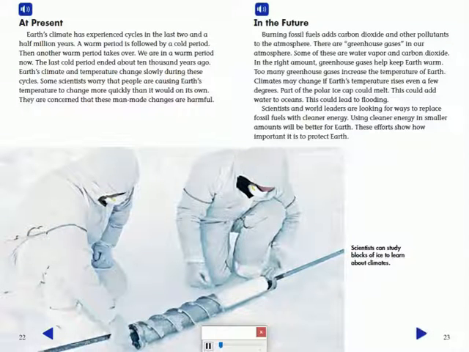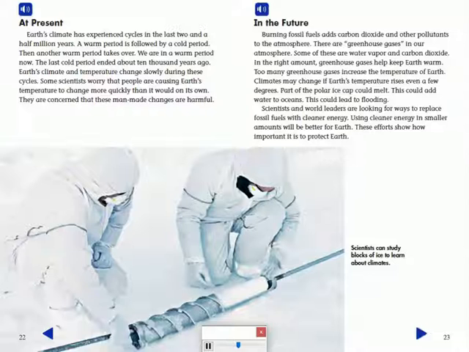In the future, burning fossil fuels adds carbon dioxide and other pollutants to the atmosphere. There are greenhouse gases in our atmosphere. Some of these are water vapor and carbon dioxide. In the right amount, greenhouse gases help keep Earth warm. Too many greenhouse gases increase the temperature of Earth.